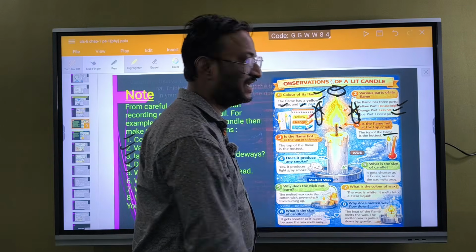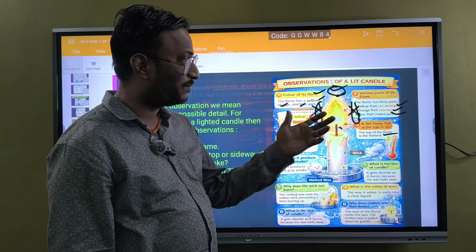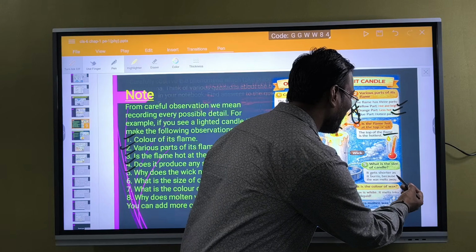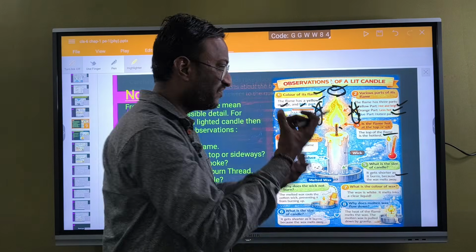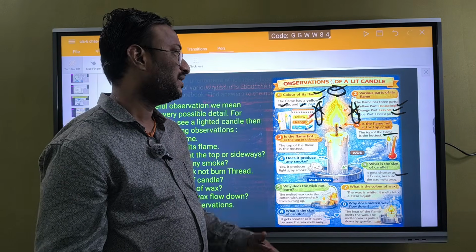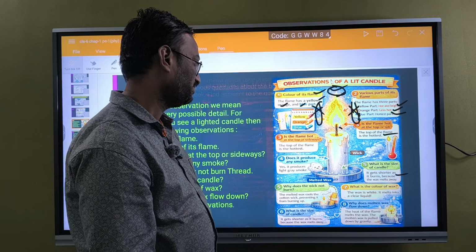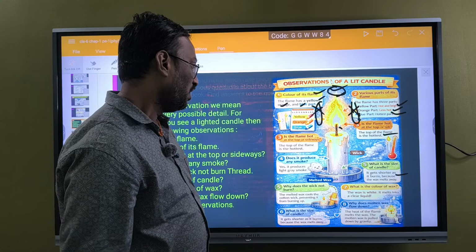What is the size of the candle? What happens to the size of the candle while burning? See, it gets shorter as it burns because the wax is going to melt. The wax melts and the candle gets shorter. The melted wax will fall down.